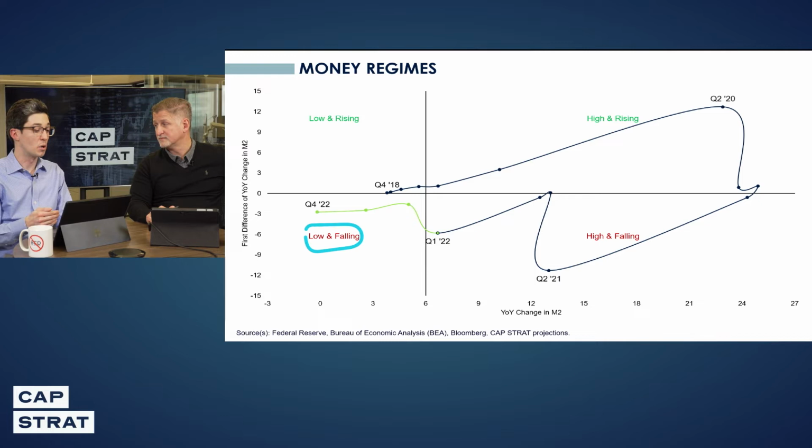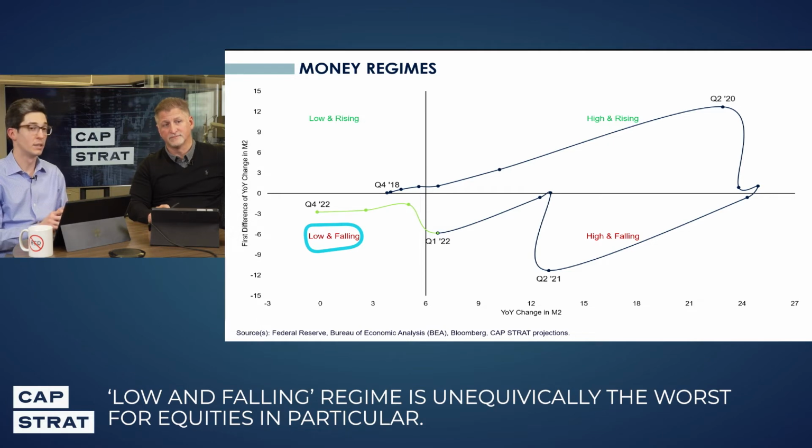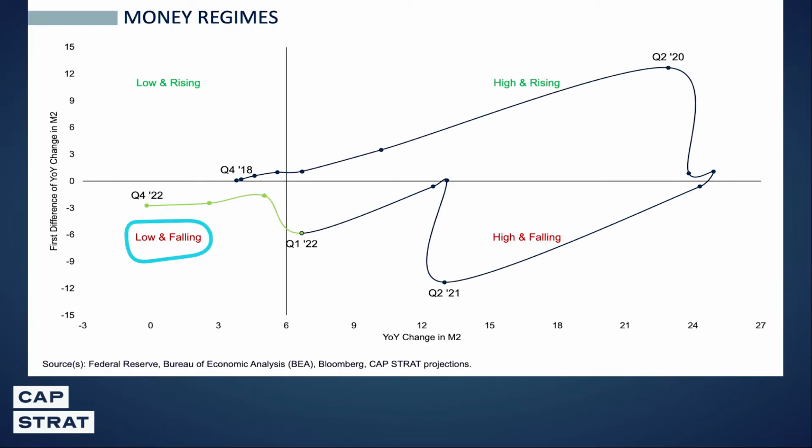And then finally, you go to low and falling, and this is unequivocally the worst environment for equities in particular. This is when you're wondering where your next marginal buyer of stocks is going to come from because money supply growth is extremely low, and it's still grinding to a halt. The Fed is still hiking interest rates. They're still reducing the size of their balance sheet. And that's usually right before you get back to low and rising when they pivot.